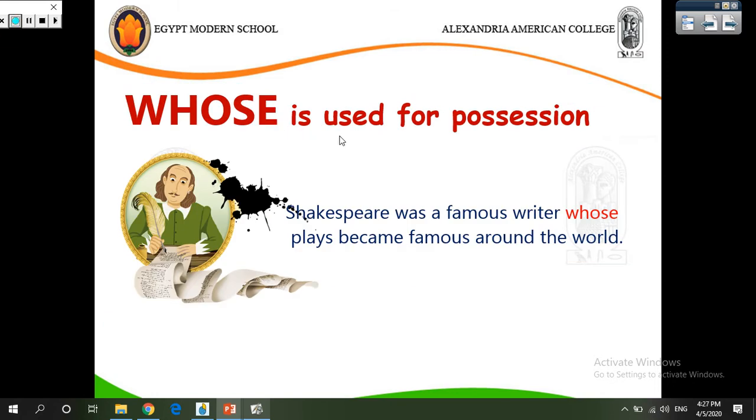we have here whose, which is used for possession or ownership when someone owns something. Shakespeare was a famous writer whose plays became famous around the world. So we have here possession. We used whose for possession. So the owner here is Shakespeare. He owns the plays. So these plays belong to Shakespeare.